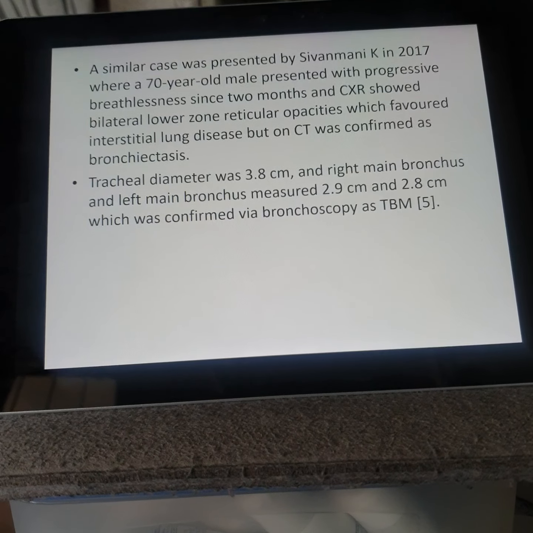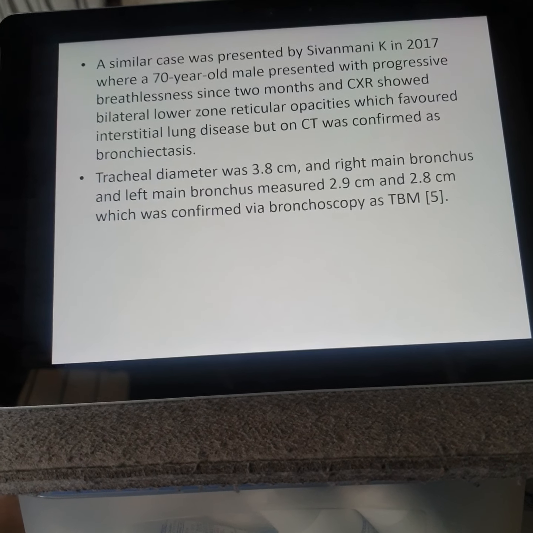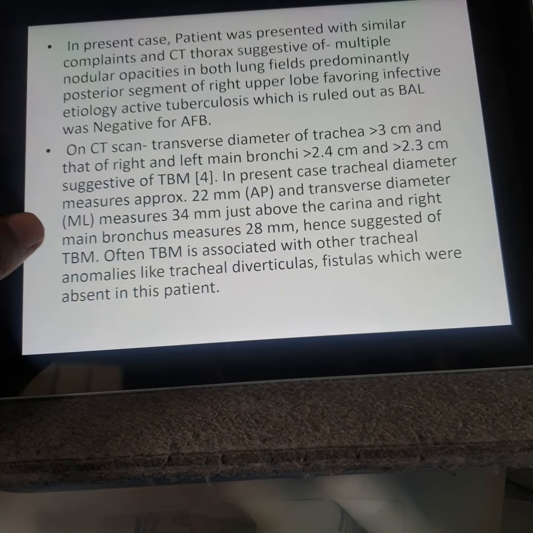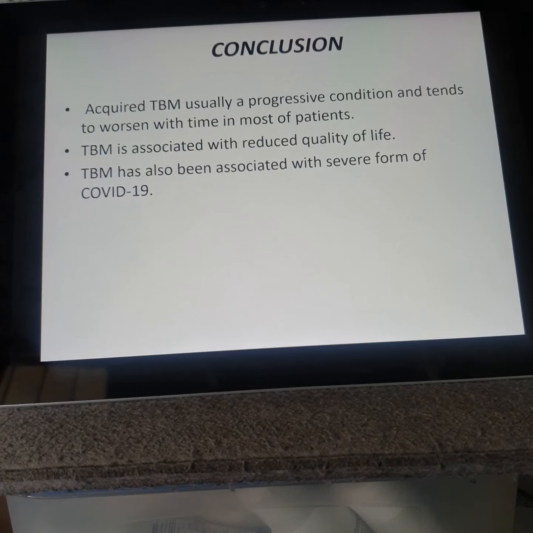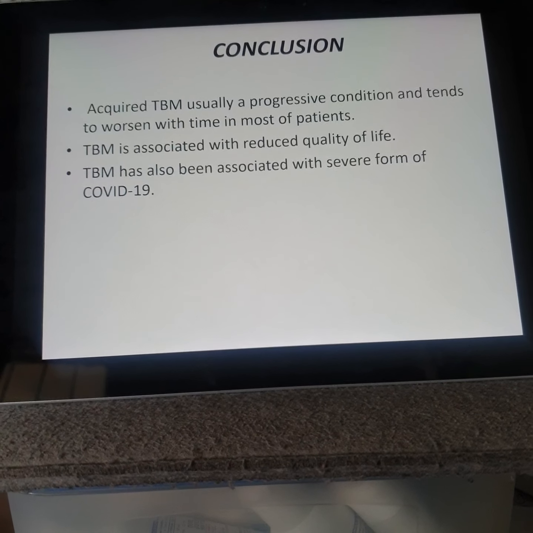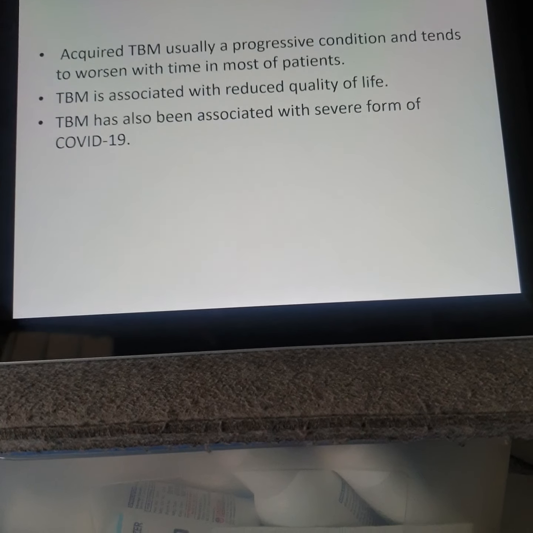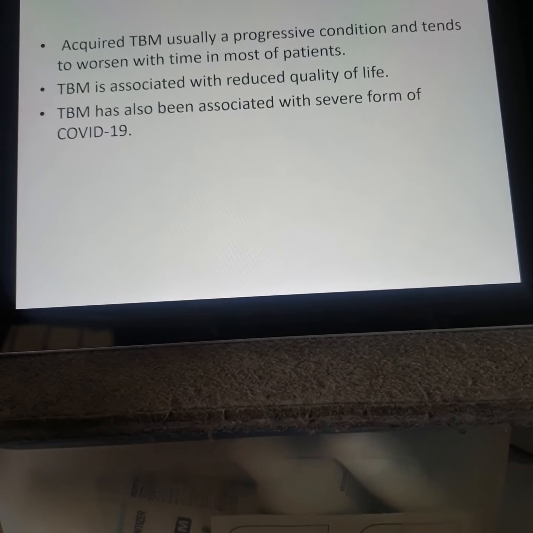A similar case was also noted in 2017 with the same clinical background and the same criteria. They were diagnosed with Mounier-Kuhn syndrome. So my conclusion was: tracheobronchomalacia is usually a progressive disease, worse with infections like COVID-19, and it reduces quality of life.